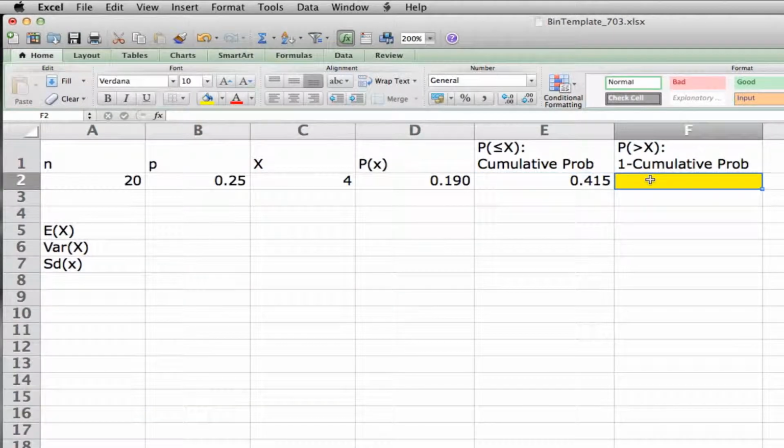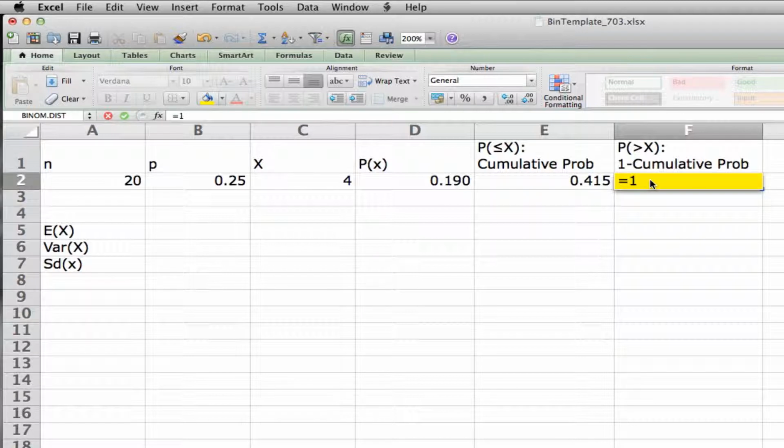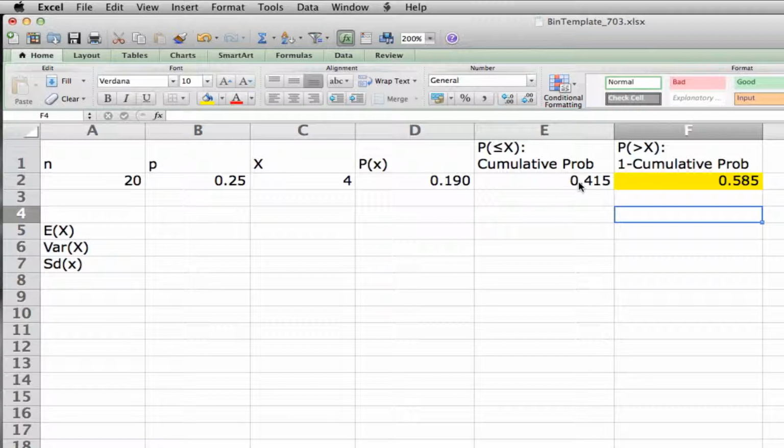Finally, if we want to know what is the probability of getting more than x successes, remember we're working with a discrete distribution, that means the probability of 5 or more successes, right? So the probability that x is greater than 4 is the same as the probability of 5 or more successes, and that's simply equal to 1 minus the cumulative distribution, which is 1 minus the probability that x is less than or equal to 4. And I'll hit return, and the answer is 0.585.